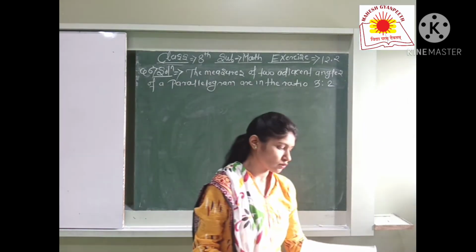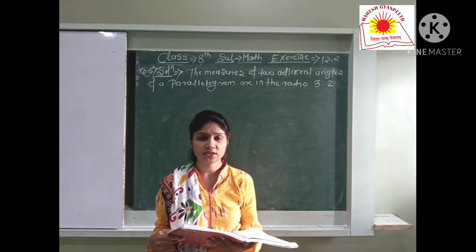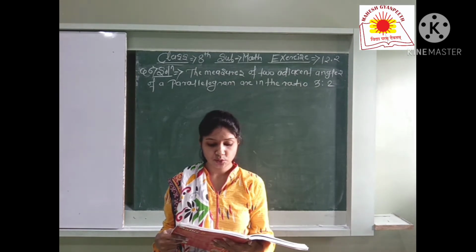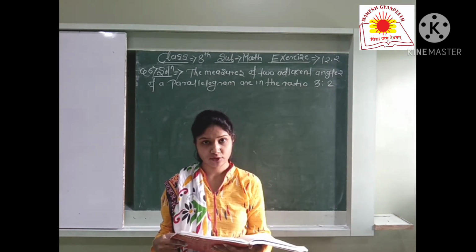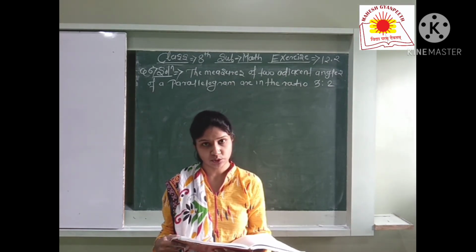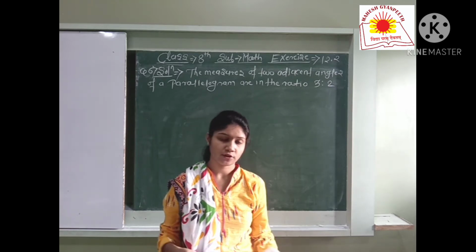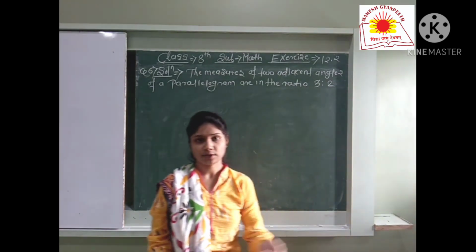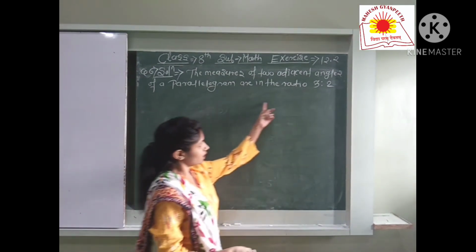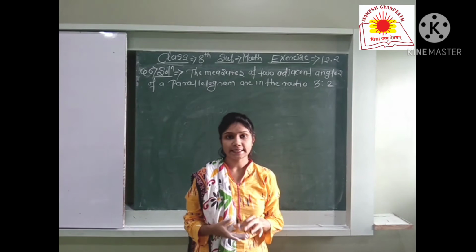Now question number 6, what is that? See, I will read this question. The measures of the two adjacent angles of a parallelogram are in the ratio 3:2. Find the measures of each of the angles of the parallelogram. We have to find each of the angles, and we are only given the ratio of two adjacent angles.